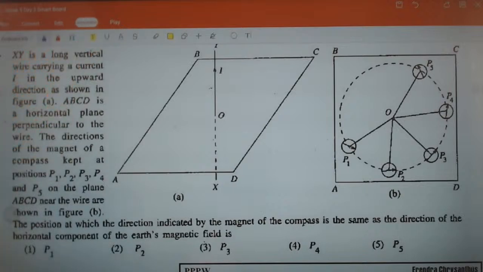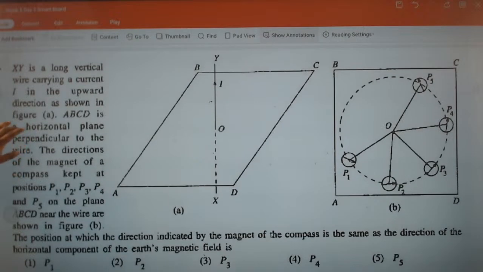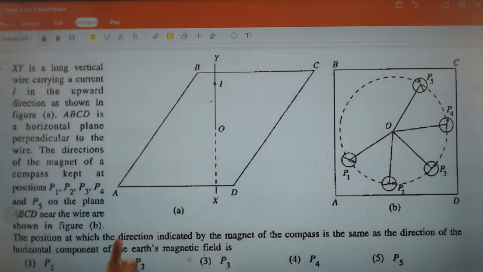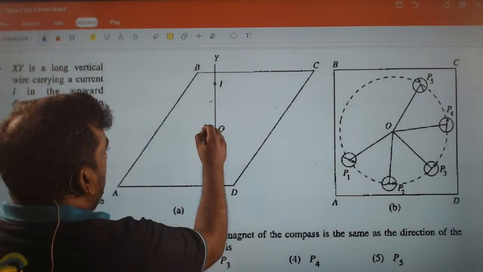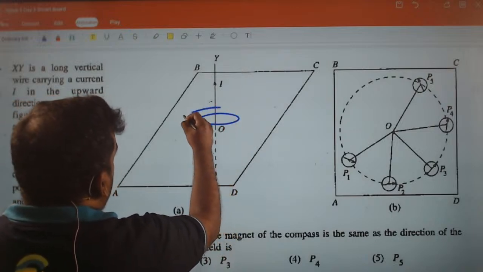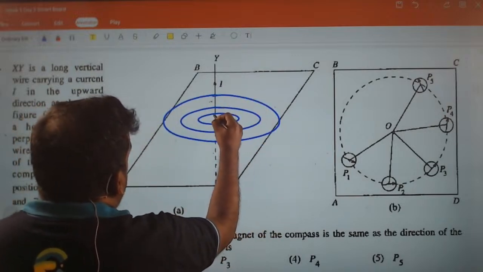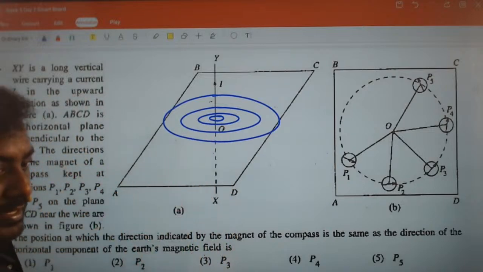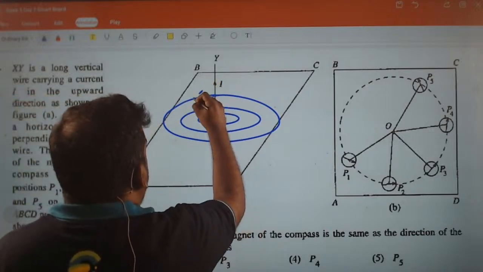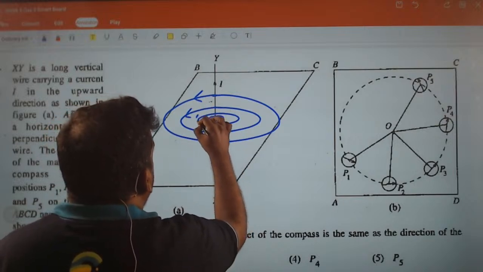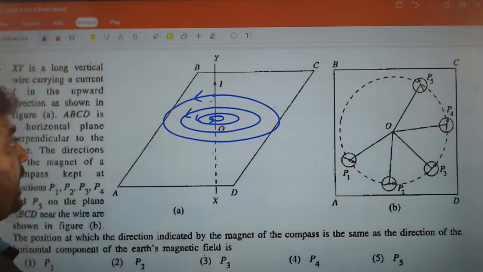XY is a long vertical wire carrying a current I in the upward direction as shown in the figure. Now if the current is going in that direction, by the right hand rule, magnetic field lines will be in concentric circles. Little by little the gaps will also increase; here the gaps are closer, so the intensity increases. Here the magnetic field lines are going in the anti-clockwise direction, right?